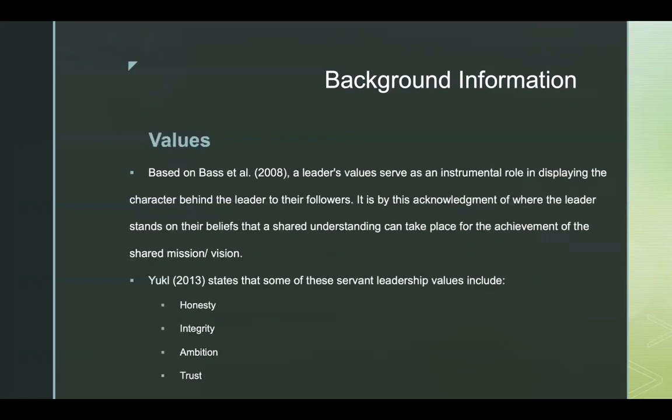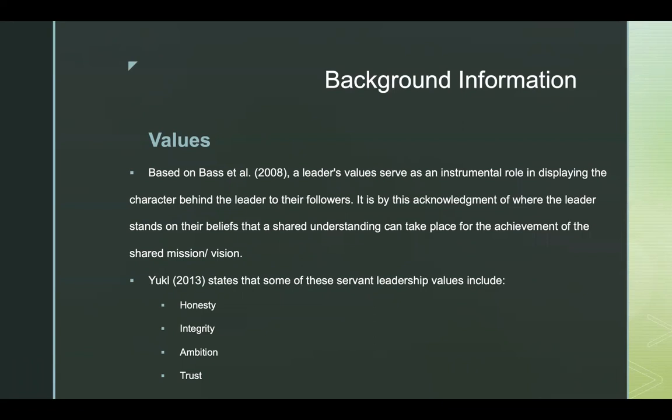Next, values. Based on Bass in 2008, a leader's values serve an instrumental role in displaying the character behind the leader to their followers. It is by this acknowledgement of where the leader stands on their beliefs that a shared understanding can take place for the achievement of the shared mission or vision.